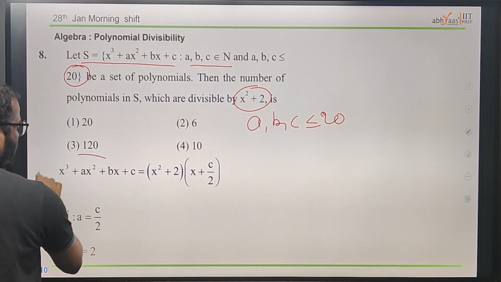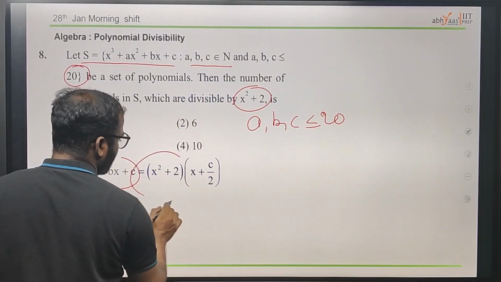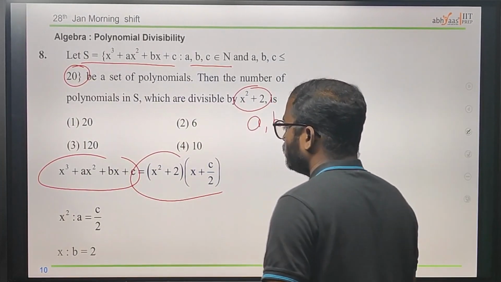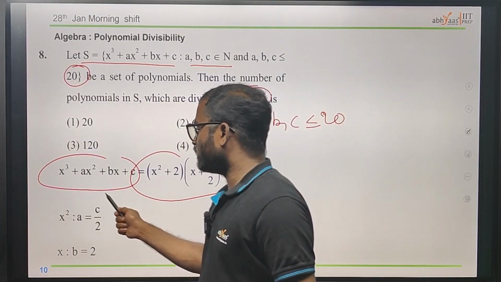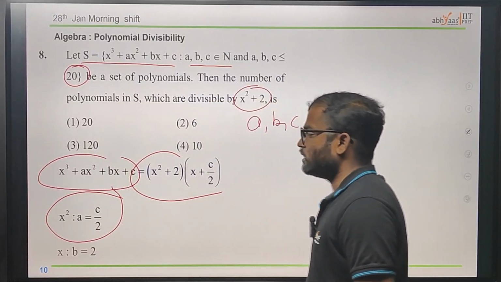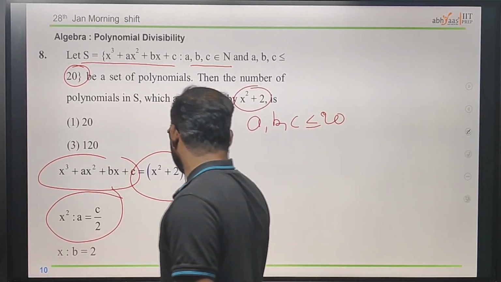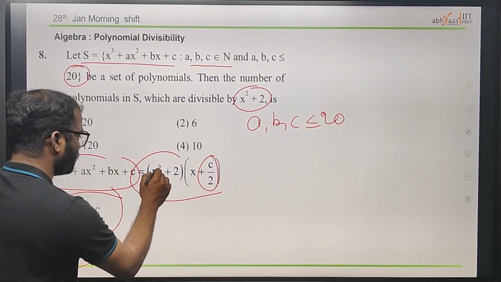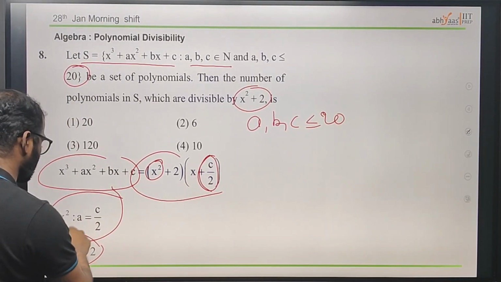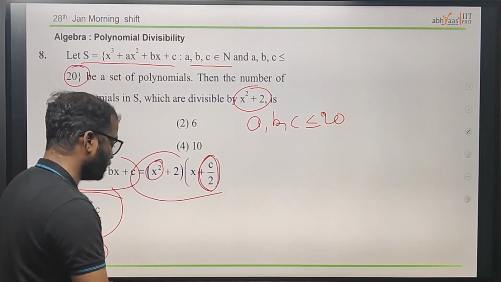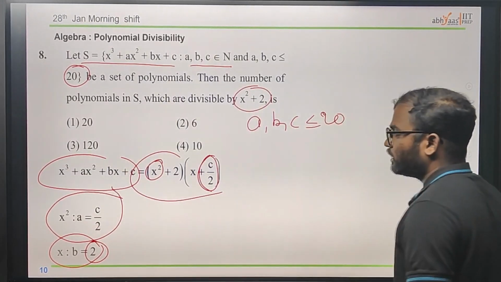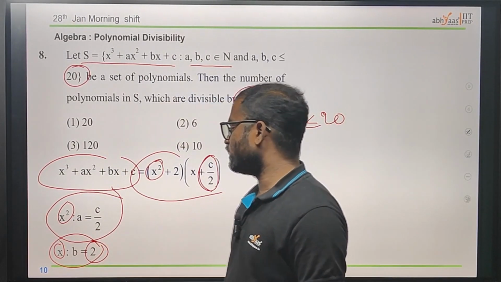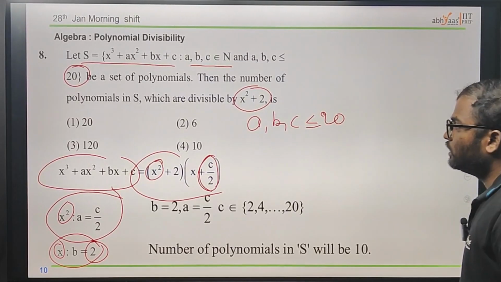If you write it out, it has to look like (x square plus 2) into (x plus c by 2). Now for x square the coefficient a can be taken as c by 2, and similarly for b we have 2. Now taking the coefficient of x square and the coefficient of x.